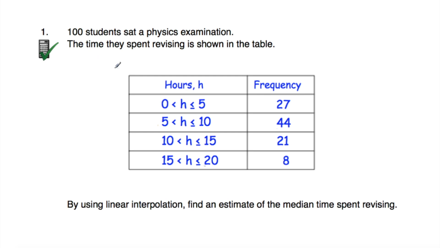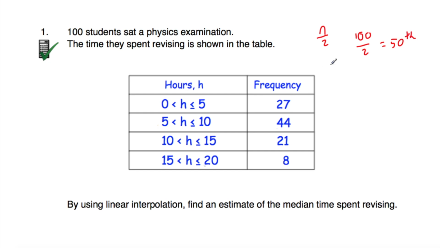So what we're going to do is find the position of the median to begin with. Now, because this is grouped data, I'm going to use n over 2, rather than n plus 1 over 2, as we would for a list of numbers or a non-grouped frequency table. Because it's an estimate anyway, we're just going to use n over 2. So I'm going to take the total frequency, which is 100, and divide that by 2, so I'm looking for the 50th value.